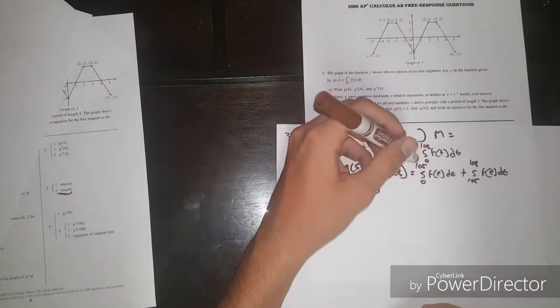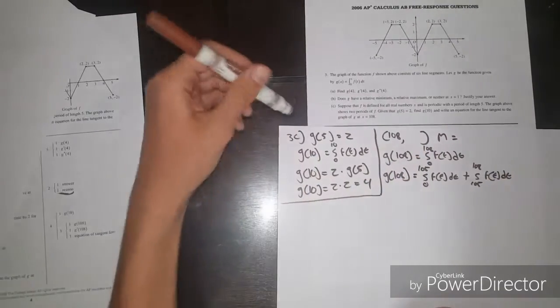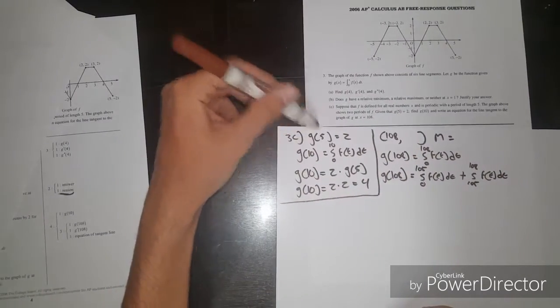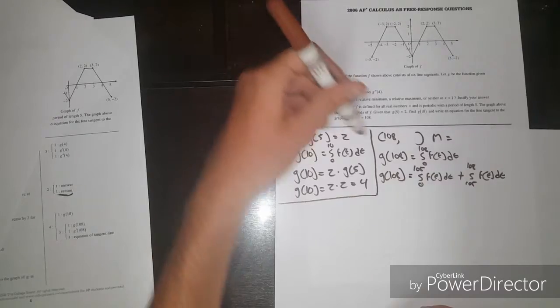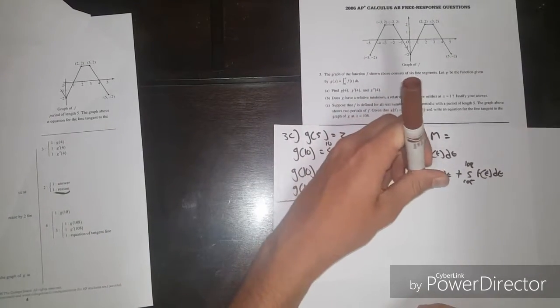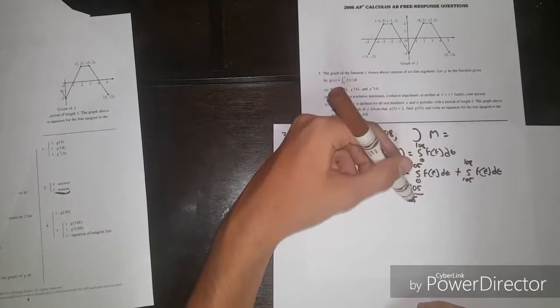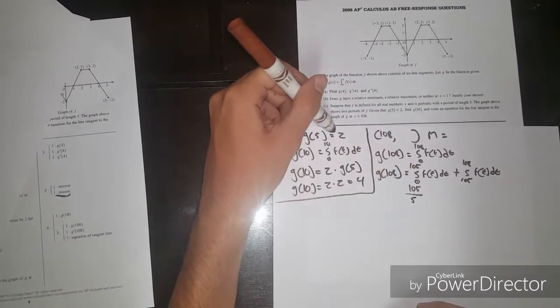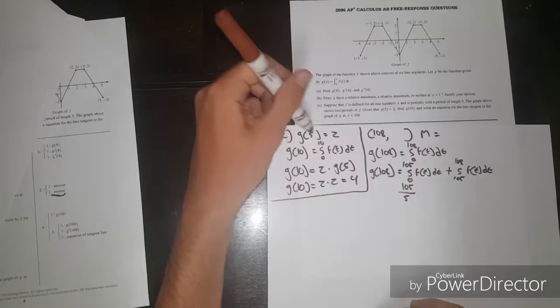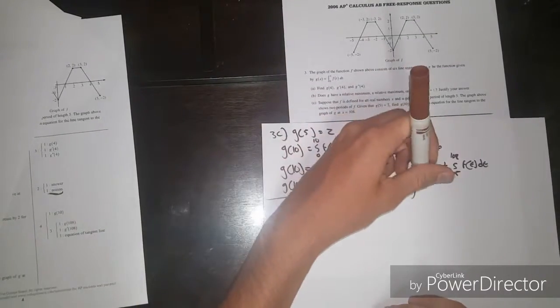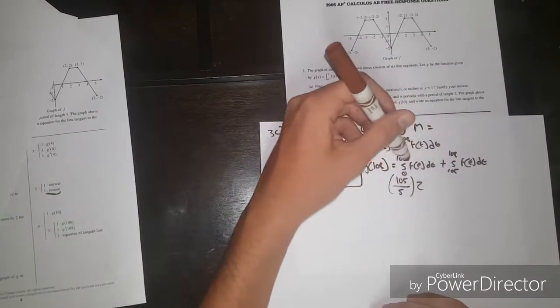Okay, so the first one, we know this is going to be 21 periods. And back over here, we know that one period from 0 to 5 equals 2. So we know it's 21 periods because 105 divided by 5 is how many periods it's going to be. And then times 2, because we know the area for each period. So that's our first integral done.